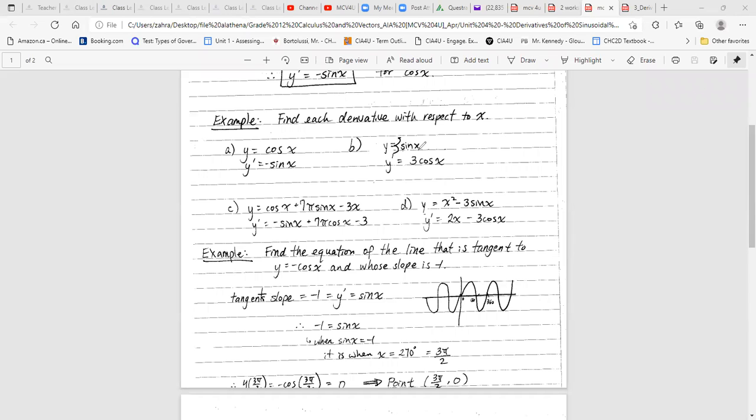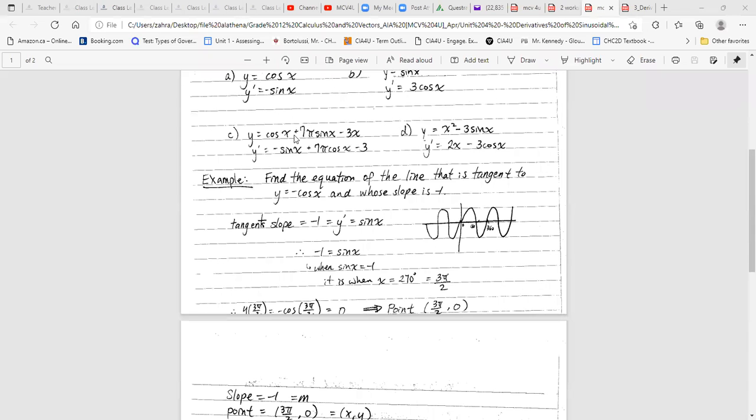We have 3 sine, the derivative of the sine is cosine, but you keep the constant. Anyway, so here, this example, cosine 7 pi sine x minus 3x. So derivative of the cosine is negative sine. You keep the constant 7 pi and take the derivative of sine. Derivative of sine is cosine. Negative 3x, the derivative of negative 3x is negative 3, as we have done the power rule before.